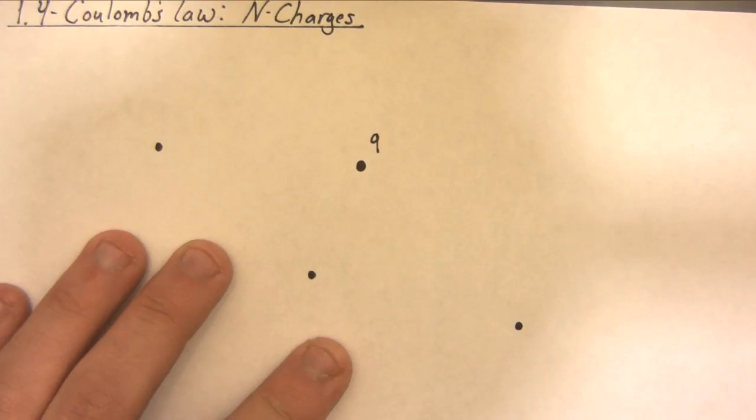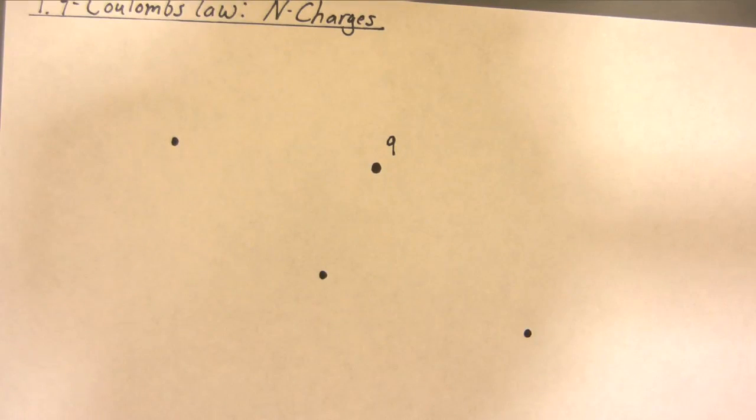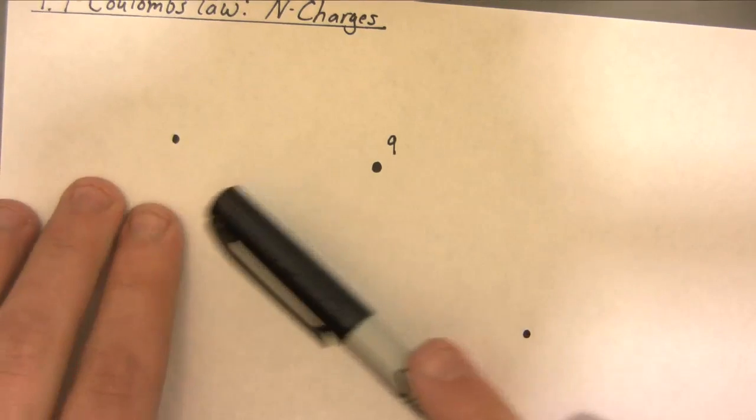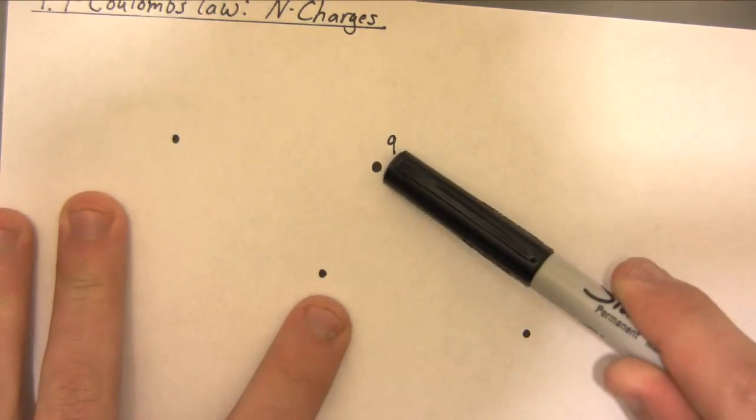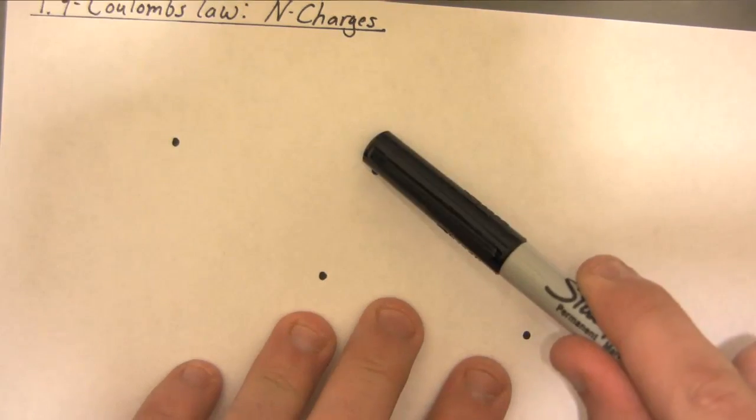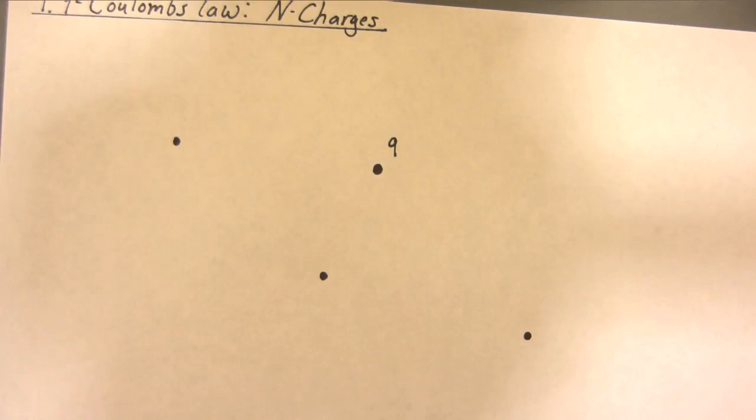Just like in introductory physics, your forces are going to sum up. So you can just find the force this guy on q, and this guy on q, and this guy on q, and add them together to get your net total force.